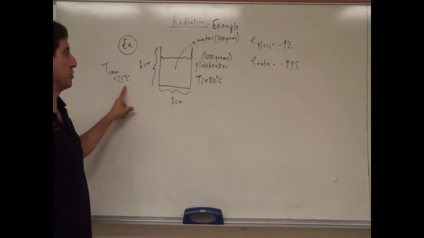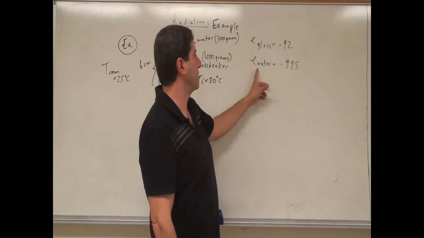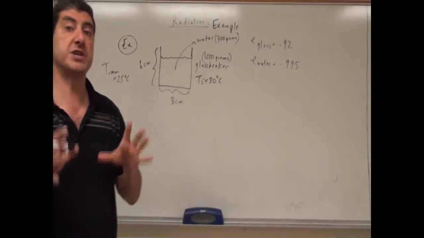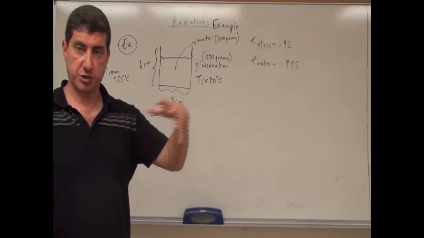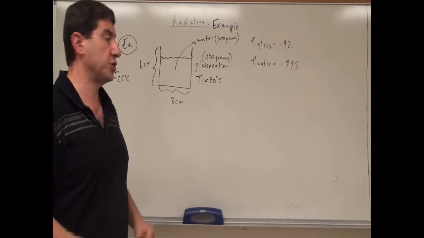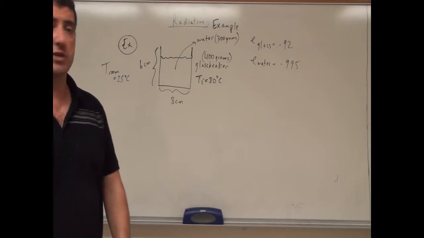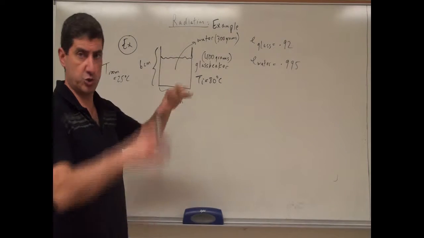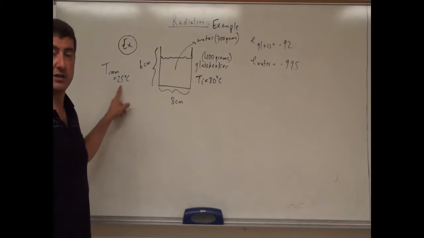The room temperature is 25 Celsius. The emissivity of glass is 0.92, then the emissivity of water is 0.995. So first I would like to know what is the initial power radiated by the glass to the surrounding, and what is the initial power radiated by the water to the surrounding. And then eventually I would also like to calculate how much time it will take for the glass to go all the way down to 26 Celsius, right?